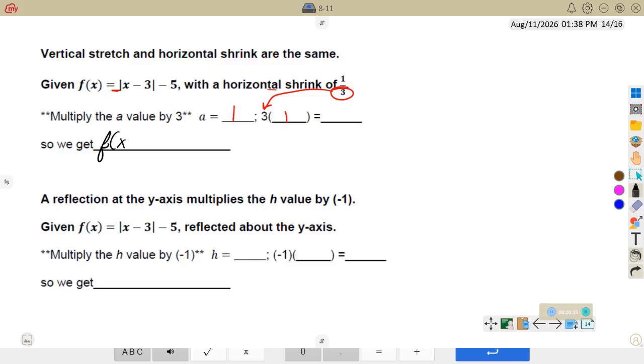Wait, let's not do that. Let's do this. There we go. So 3x minus 3 minus 5. That's all we did. We just changed that. So if we stretched it vertically, we also made it shrink horizontally.